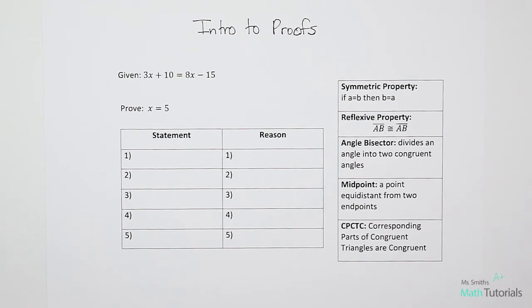Proofs are really interesting because in math, a lot of times we do things just because it's the next step, or, well, the formula says to do this. But proofs really force us to figure out why we are doing a particular step. What's the reasoning behind a step that we're doing? Over here on the right, you'll notice that I've listed out a few different common reasons for proofs that we're going to see pop up in this video.